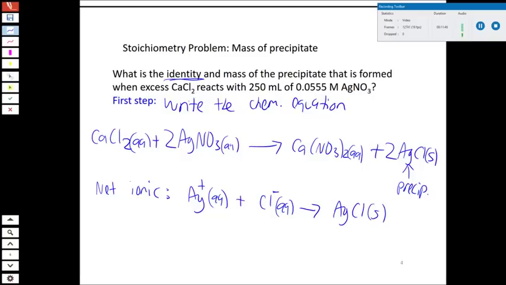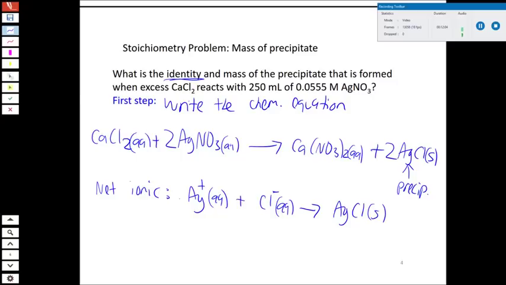All right, and in principle, when we're doing solution stoichiometry problems like this, we've identified what the precipitate is. That's the first step, and then the next step is going to be to calculate what mass of it forms, what mass of silver chloride do we get in this reaction. We could use either the full molecular equation or formula equation, or we could use the net ionic.